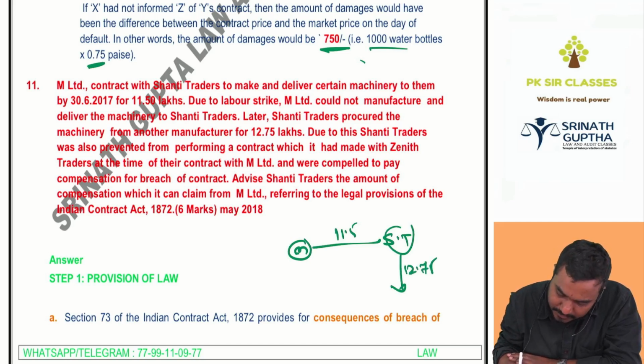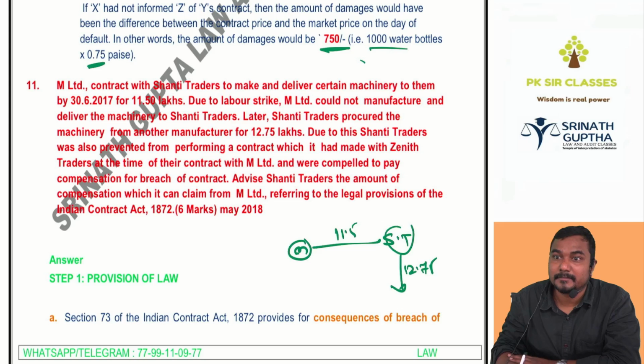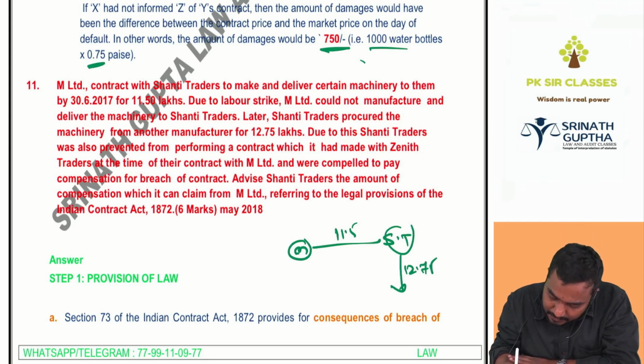So later, Shanti Traders procured the machinery from another manufacturer for 12.75. Due to this, Shanti Traders was also prevented from performing the contract which it had made with Zenith Traders at the time of the further contract with M, and was compelled to pay compensation for breach of the contract. Advise Shanti Traders on the amount of compensation it can claim from M Limited.